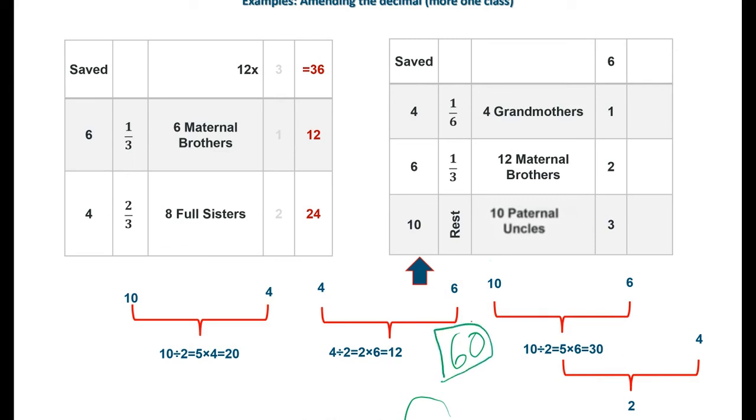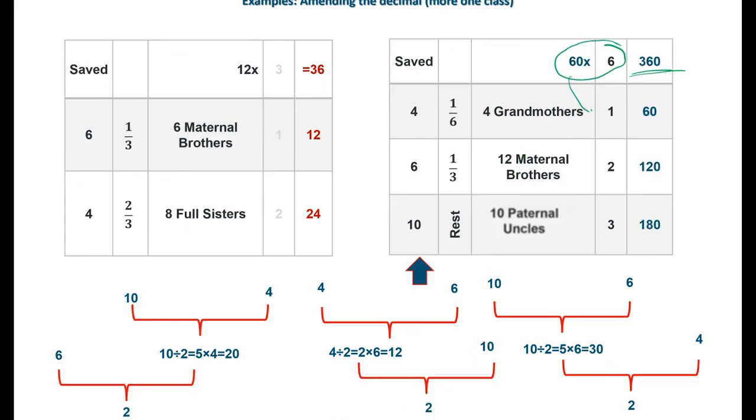So we take this number and place it on top of the total share. 60 times 1 equals 60. 60 times 2 equals 120. 60 times 3 equals 180.